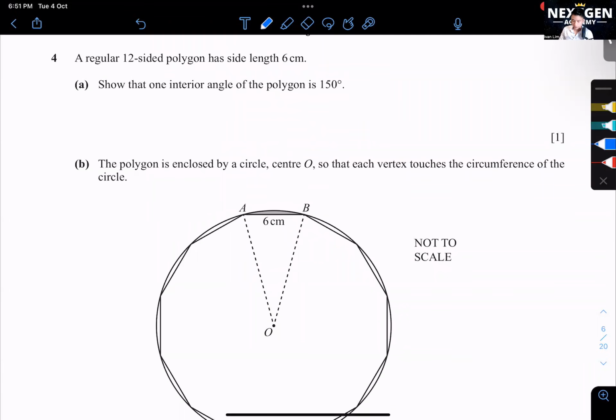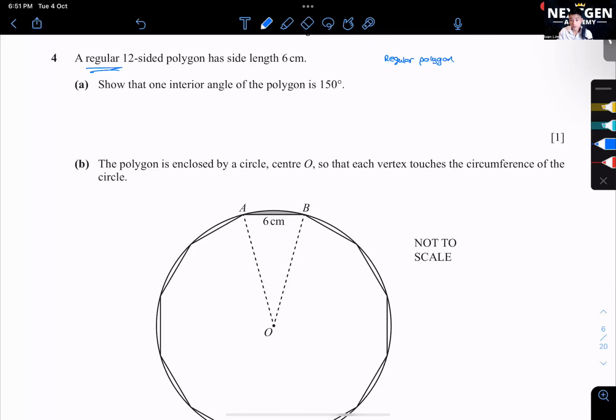Question 4. A regular 12-sided polygon has side length 6 cm. Show that one interior angle of the polygon is 150 degrees. So this one you have to memorize your formula. If you haven't printed out the cheat sheet that I sent to you, please go and print it out. I think that one has about 80 to 100 pages. Go through all the formulas. What's the formula you can use for this? This is a regular polygon, so you have to remember this is for a regular polygon.